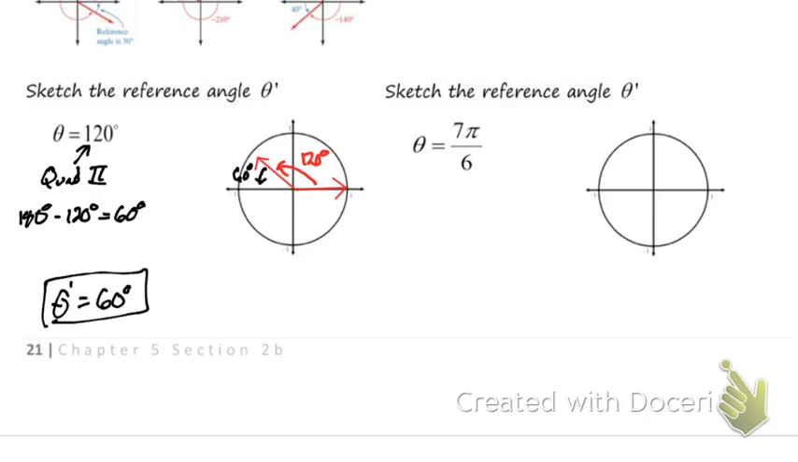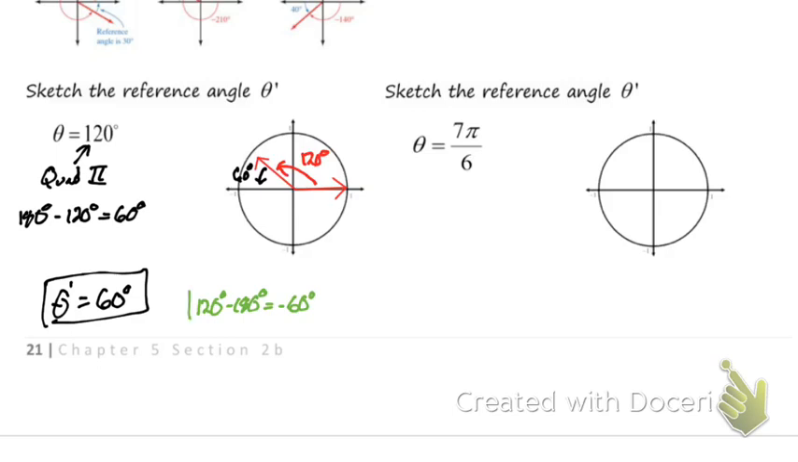I do want to point something out real quick. Let's say you forget. You're on the test and you're like, I forget if I have to subtract the angle from 180 or subtract 180 from the angle. Well, if you ever mess it up, so I'm going to go ahead and mess it up. I'm going to do 120 minus 180 degrees, which comes out to negative 60 degrees. This still works as long as you realize your reference angle is always going to be positive.